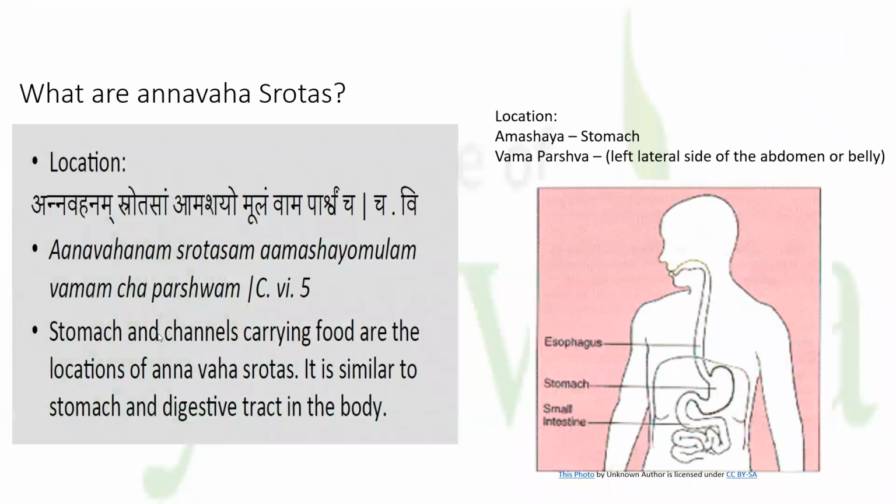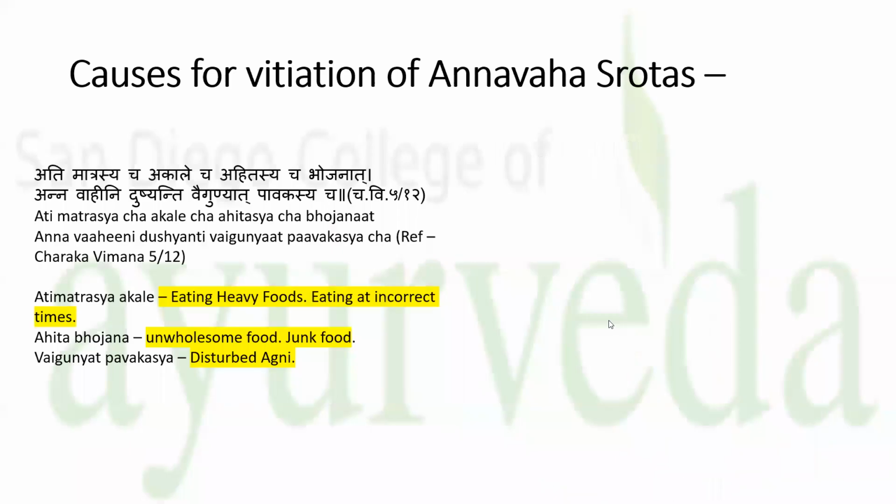That's what Annavaha Srotas are. It just means Annavahanam Srotasam Amashayo Moolam Vama Parsvacha. The Sanskrit name for stomach is Amashaya. The left side of the body is Vama Parshva. It's just information. And yeah, we already discussed it.